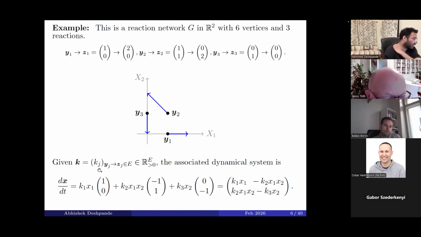And as I said, given a rate constant vector, the associated dynamical system is given by k1 x1 times the rate vector plus k2 x2 times this rate vector, which is minus 1, 1, which is this one going from y2, plus k3 x2 times (0, 0) comma minus 1, which is this rate vector that comes from y3, right? So essentially, associated with every reaction network, you can write down a mass action system generated by this, right? And we are going to use this system to implement some nice algorithms in machine learning. So that's the plan. All right.